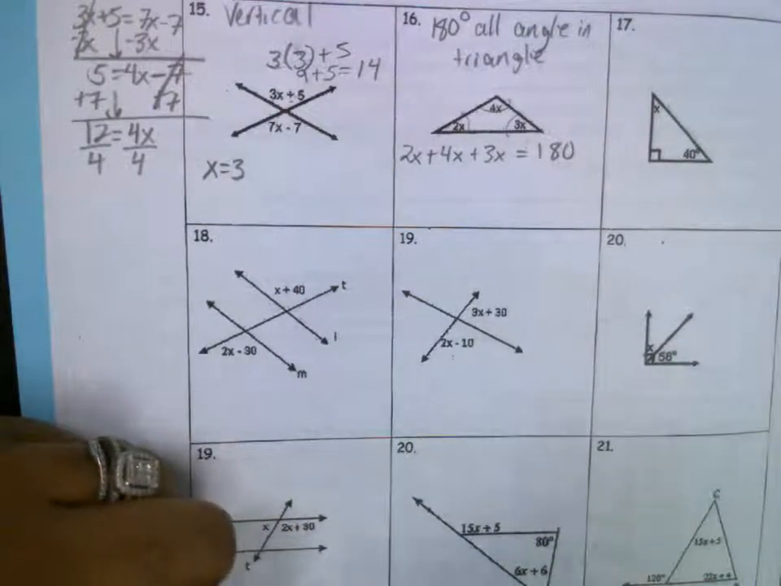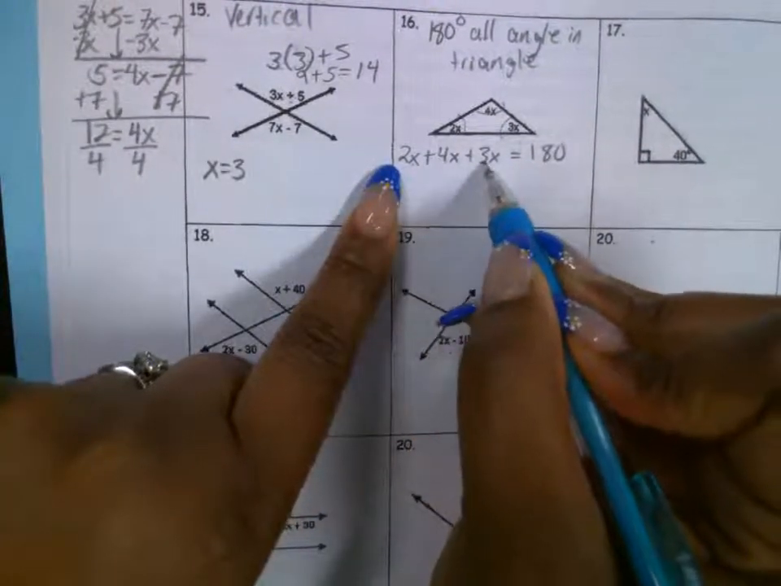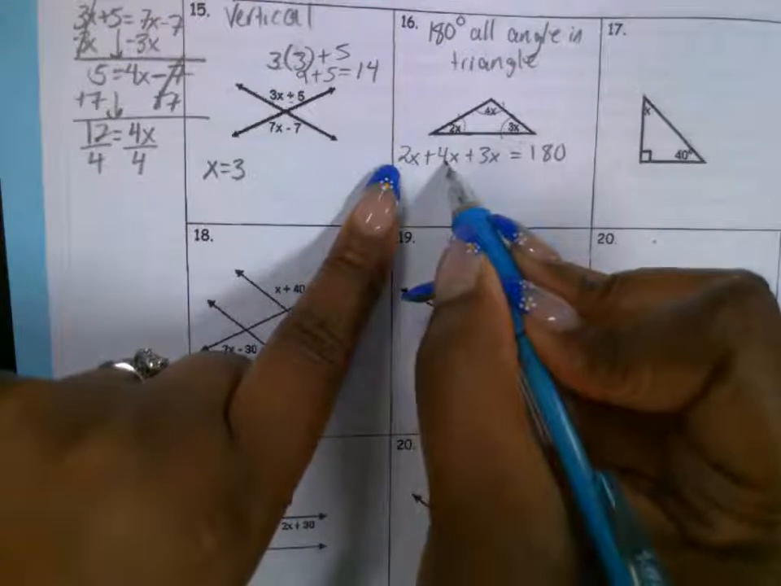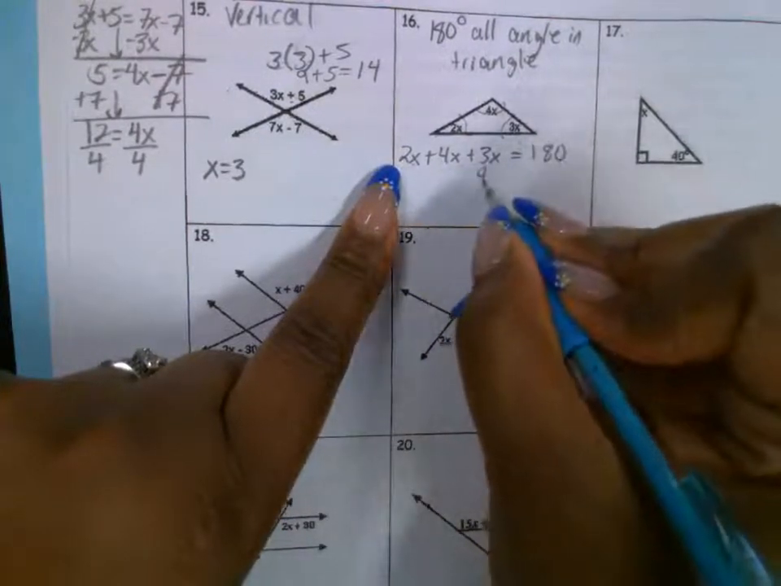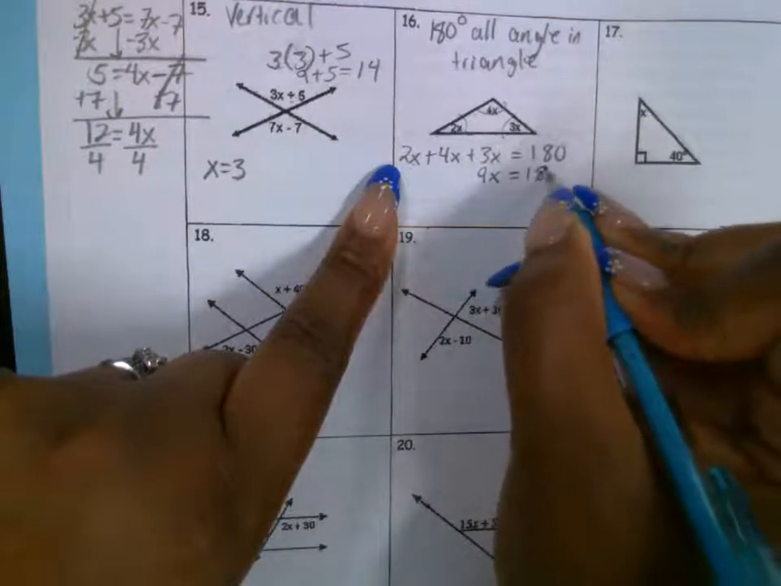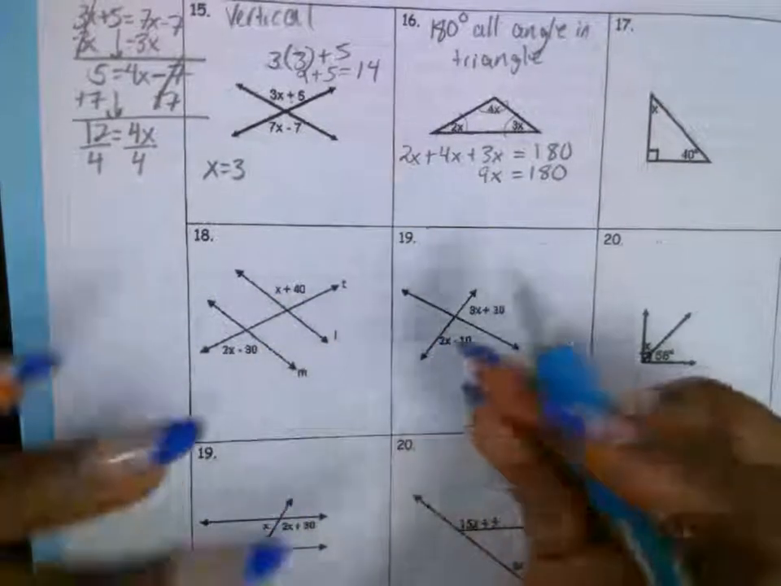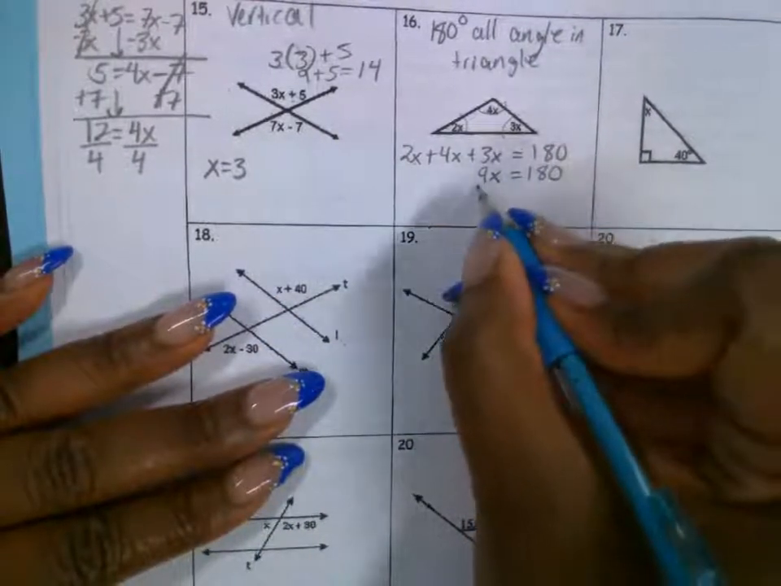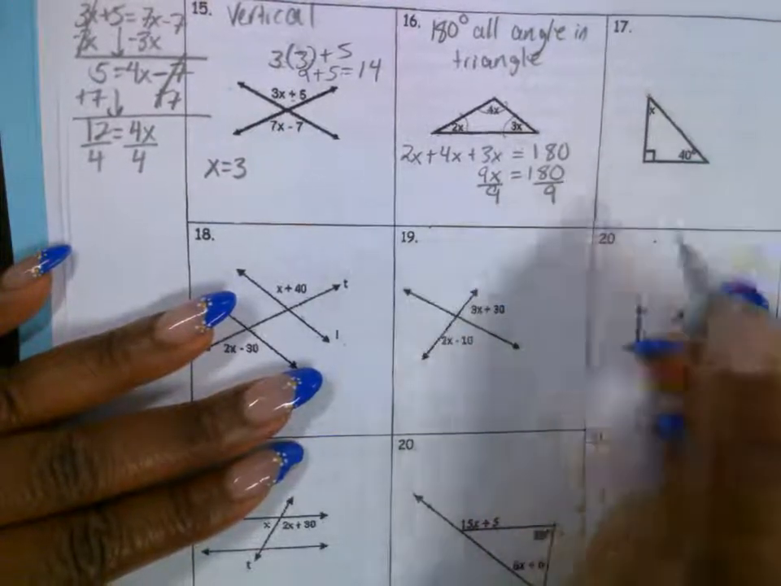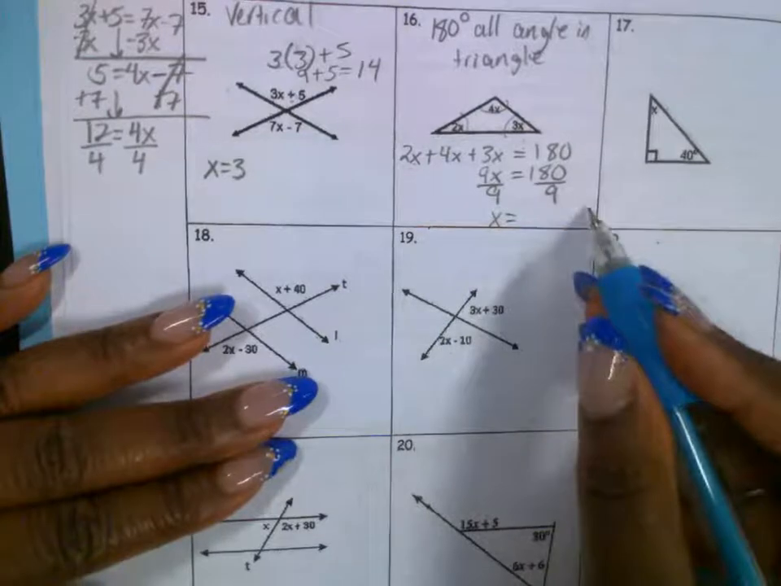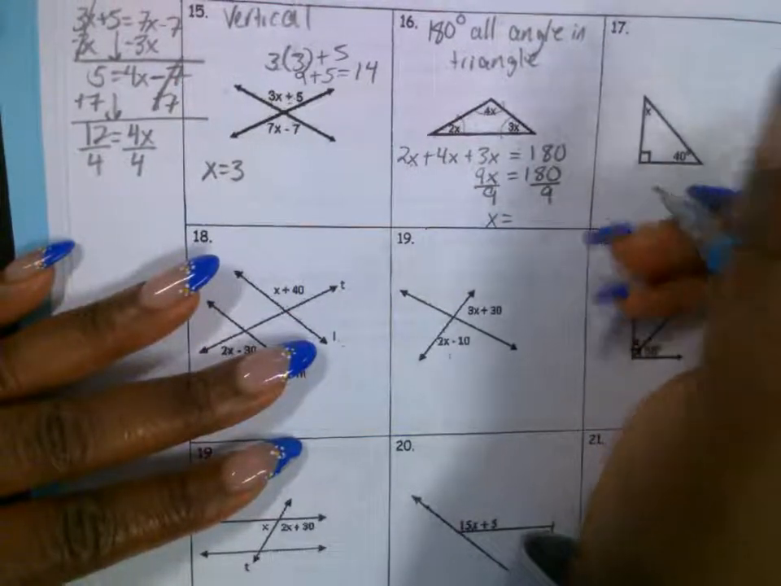So now I'm going to add all of those together. Let's add 2x plus 4x plus 3x. What's 2x plus 4x? 6, plus 3, so we got 9x. Very good. So now how do we solve for x? Divide both sides by 9. So 180 divided by 9. What's 180 divided by 9? 20.